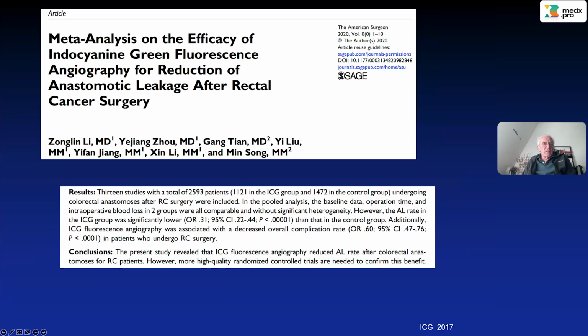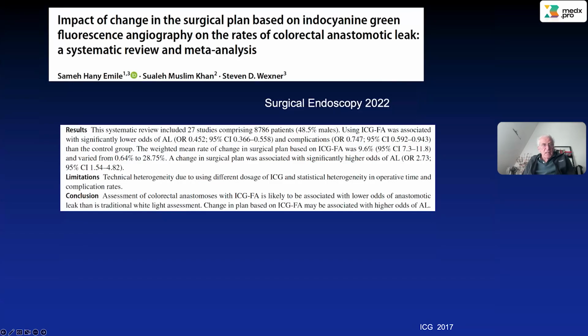And yes, there's another meta-analysis that came after the Italians. They said the same thing. ICG reduces the anastomotic leak. The rate is much lower, and here they had significant heterogeneity. They looked for heterogeneity, which the other study did not.